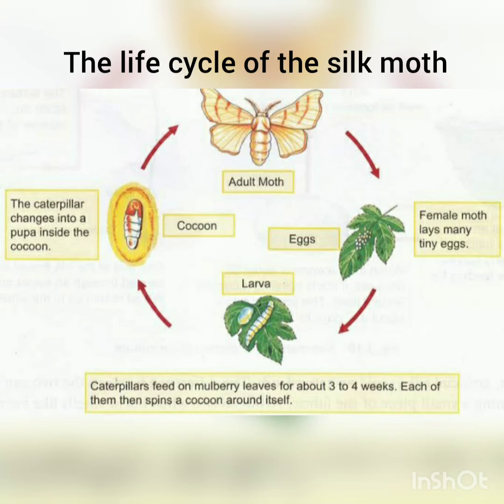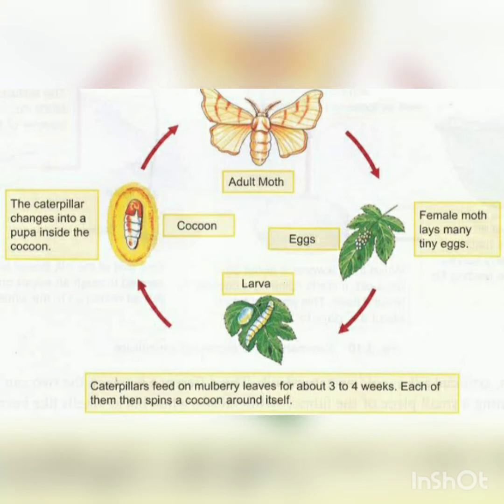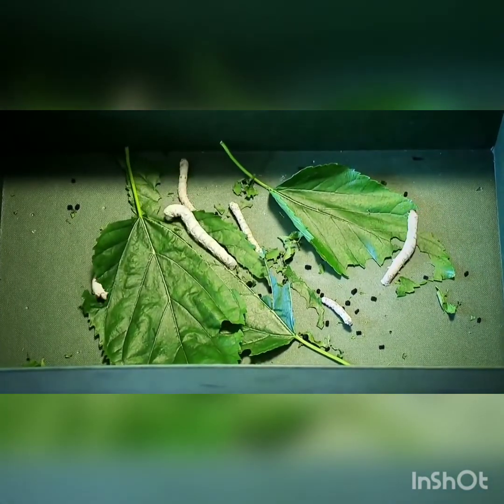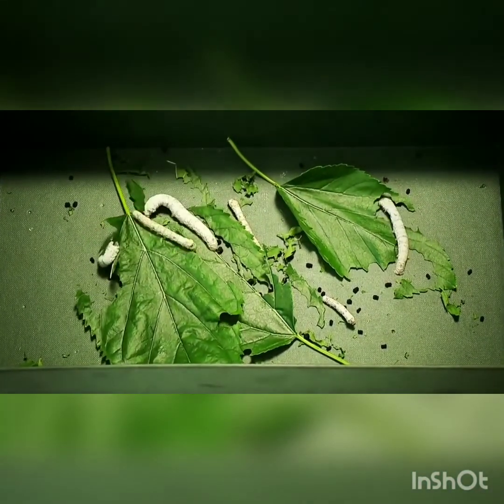The adult silk moth has many stages in its life cycle. A female silk moth lays 300 to 400 tiny eggs. After about 10 days, the eggs hatch into small worms or caterpillars called larvae.